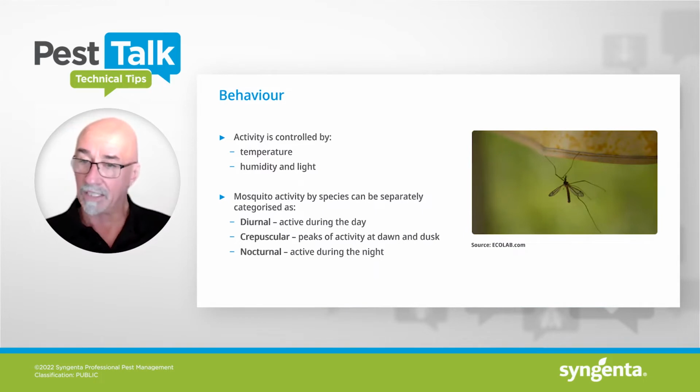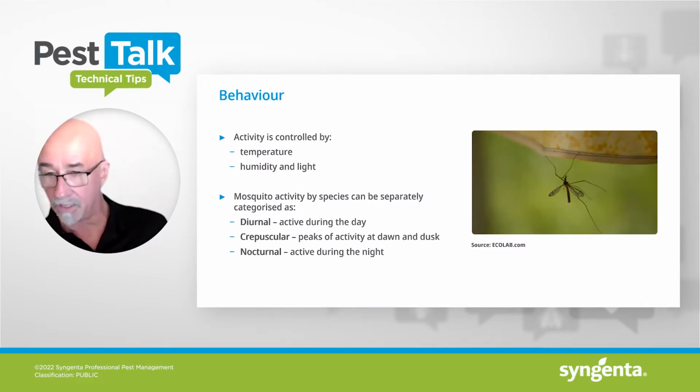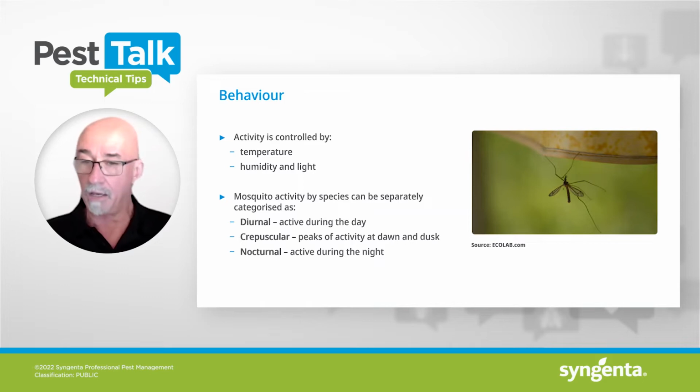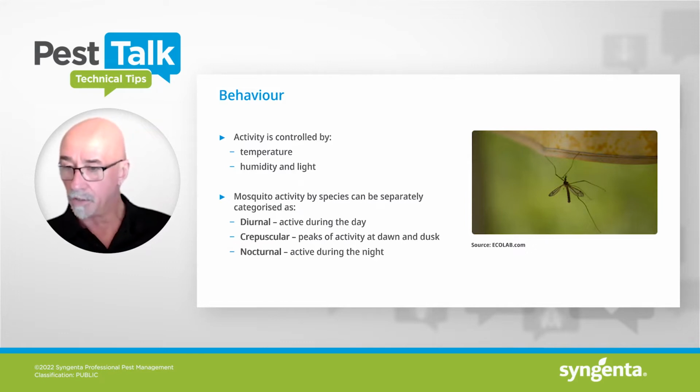Mosquito activity for different species can be separately categorized as diurnal, active during the day; crepuscular, with peaks of activity at dawn and dusk; and nocturnal, active during the night. So different species have really different behaviors and biologies.